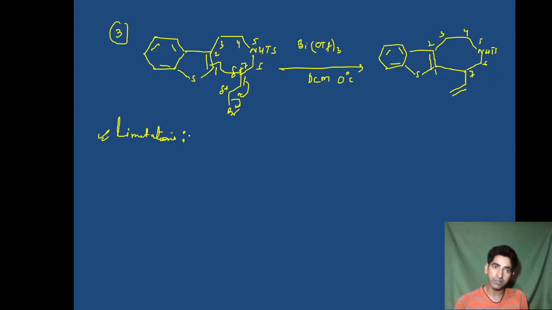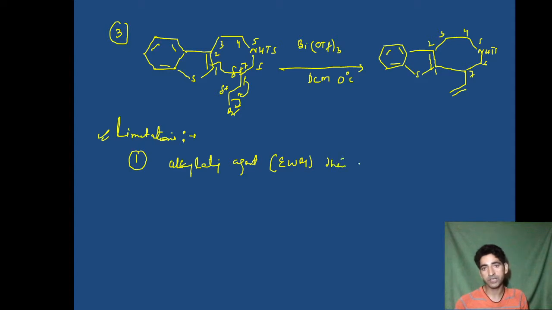Limitations of this reaction. The first important limitation is that if our alkylating agent contains an electron withdrawing group, then Friedel-Crafts alkylation is not possible. Friedel-Crafts reaction is not possible. This is where a direct question can be asked.